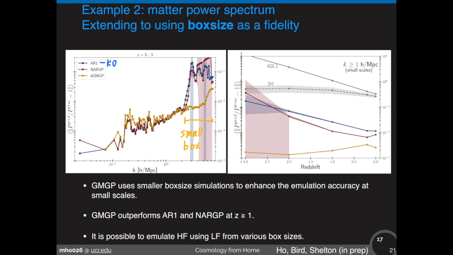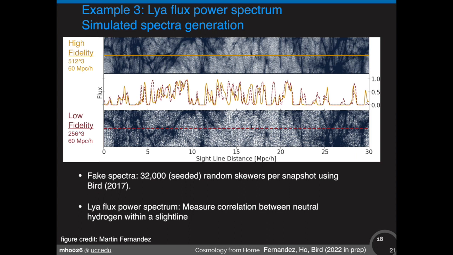To sum up, we just want to show that it is possible to emulate the high fidelity using the low fidelity from various box sizes. The final example is the Lyα flux power. Here we have two different resolution simulations, and we run the hydro simulations using MP-Gadget. For each snapshot, we draw many random sightlines in the snapshot, generate the Lyα forest, and for each sightline, we measure the correlation between the hydrogen absorptions and take the Fourier transform to get a 1D flux power spectrum.